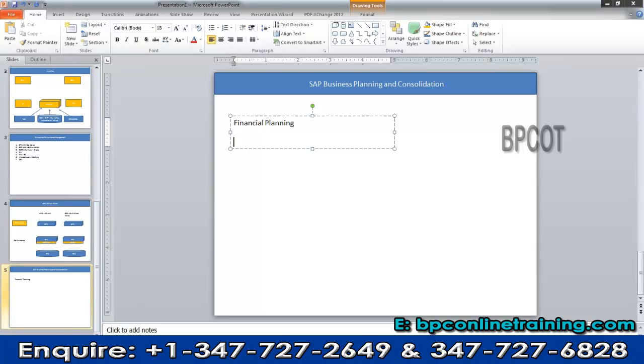So, using SAP BPC, you can do annual planning, you can do strategic planning, you can do the forecast. Even you can do the rolling forecast.